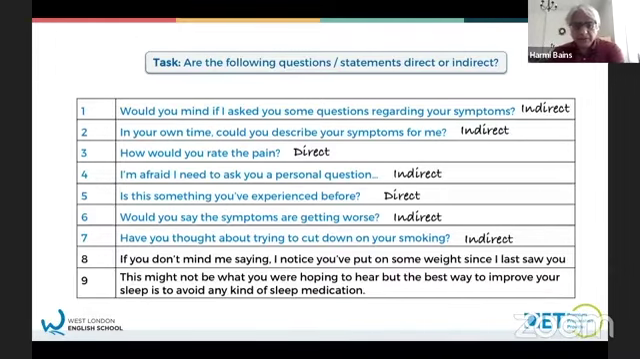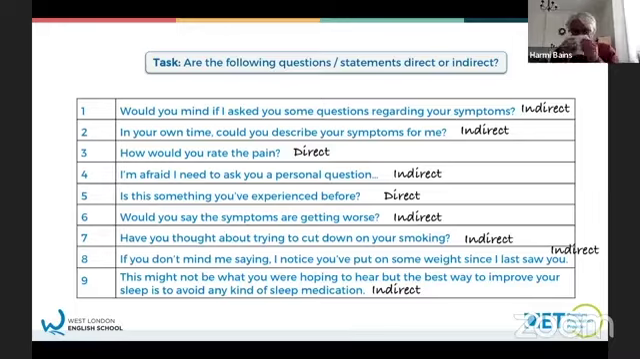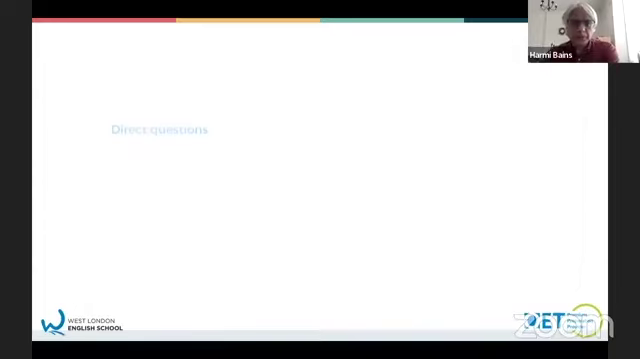Number 8, if you don't mind me saying, yep, okay, this is an indirect question. And then number 9, yeah, and again, you can see it's a long sentence. In fact, excuse me, it's a long sentence, but it's indirect as well. Okay, so that's great. Your answers look pretty good. And we'll keep moving on as well.